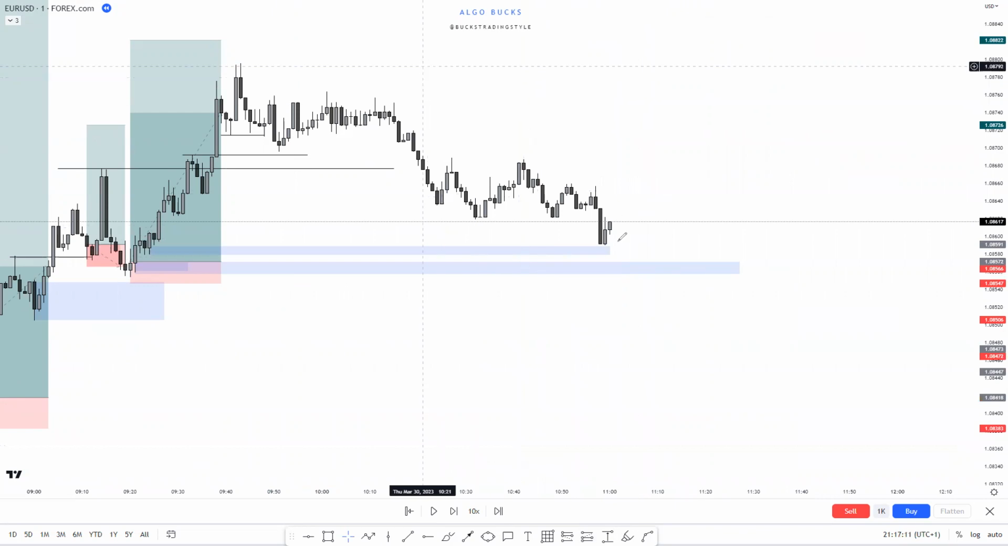Because price can also do this, come back down to mitigate this POI before going higher, or maybe it might even break through. So we might be seeing this right here as our trade and stop loss. Or if you're comfortable with bigger stop losses, then you can do this and make your stop loss be protected.